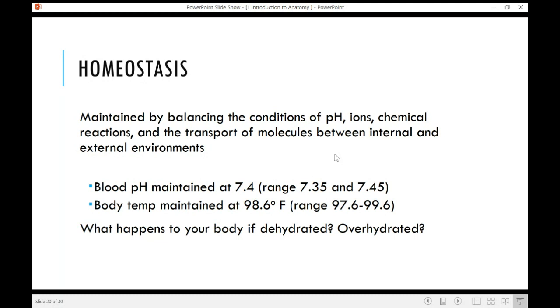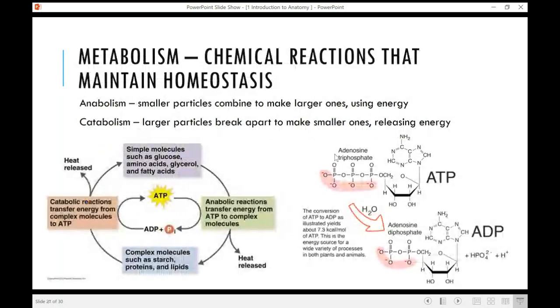water-filled sack. When we become dehydrated, that means that we don't have enough water on the outside of the cell. And so the water would actually move out of the cell, okay, because we want to keep it balanced at all times. Same thing if we're overhydrated. If we have too much water on the outside of the cell, then the water is going to move into the cell. Okay? And so we're trying to balance that. Water moves through osmosis. So metabolism is the chemical reactions that maintain homeostasis.